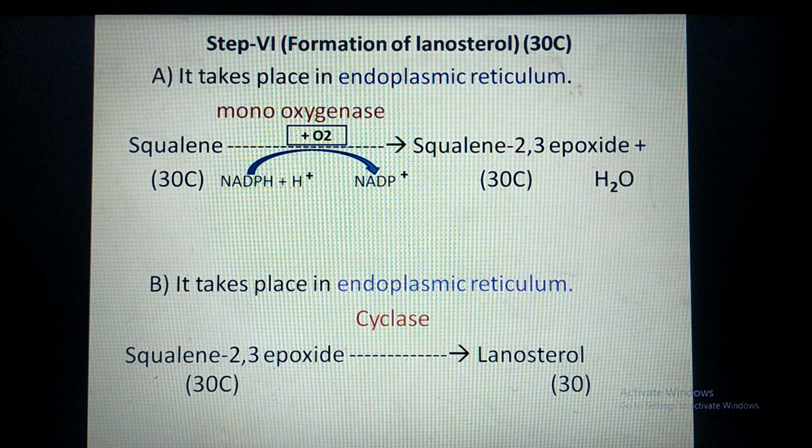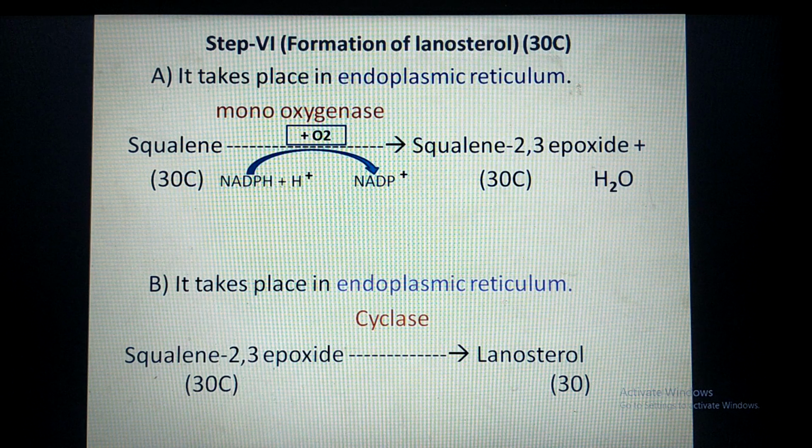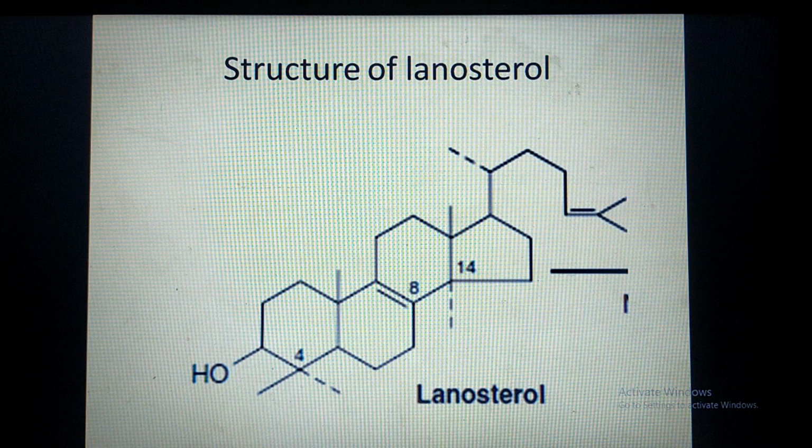Now squalene 2,3 epoxide is an unstable compound which undergoes cyclization to form a cyclic structure with 30 carbons called lanosterol. This lanosterol is the first compound with a steroid ring formed in the body. It has 30 carbons. The enzyme here is called cyclase. So this is the structure of lanosterol.